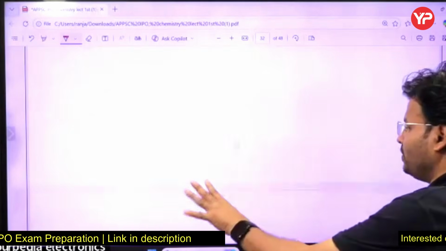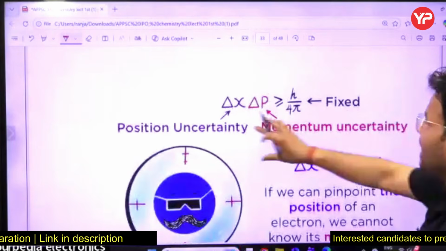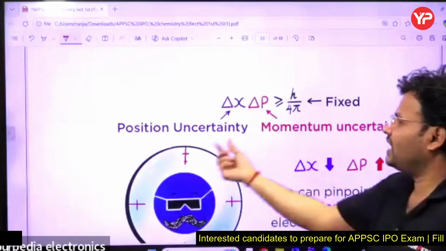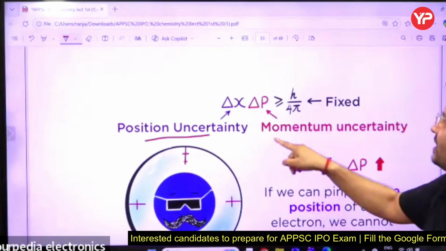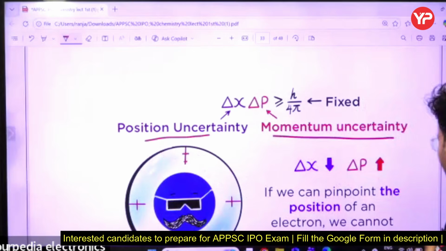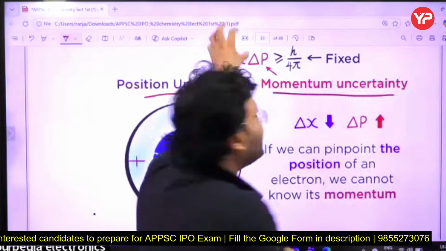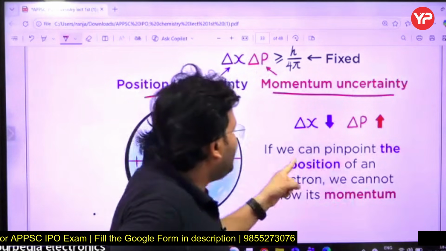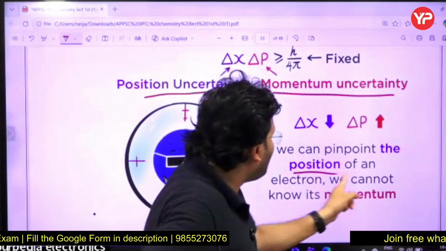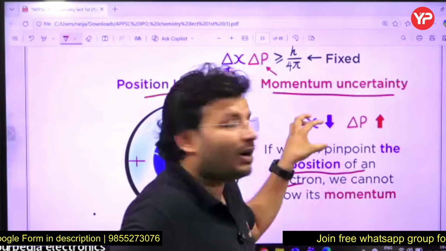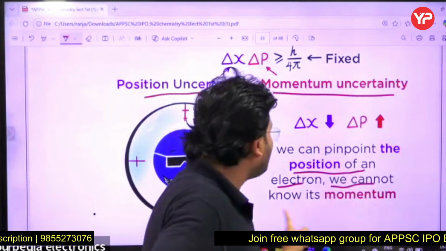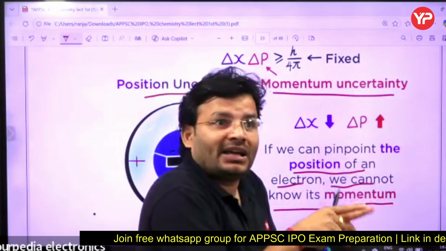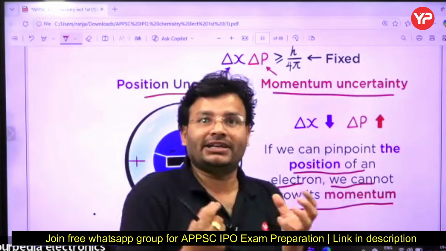Now let's go a little deeper. Here, for the limiting condition, we can make delta x into delta p equal to h upon 4 pi. Delta x is the position uncertainty, delta p is the momentum uncertainty. So my dear friends, let's assume delta x decreases, that is, if you can pinpoint the position of an electron, then you cannot know its momentum. If I specify the location, then it will be difficult to find the momentum.